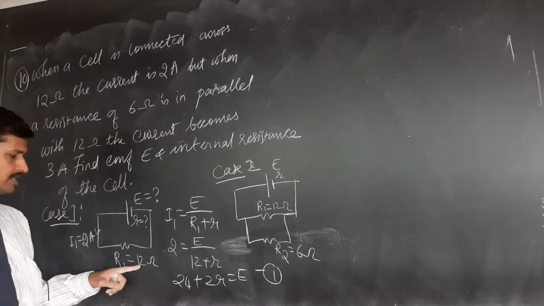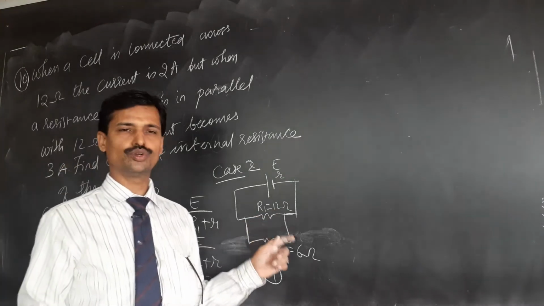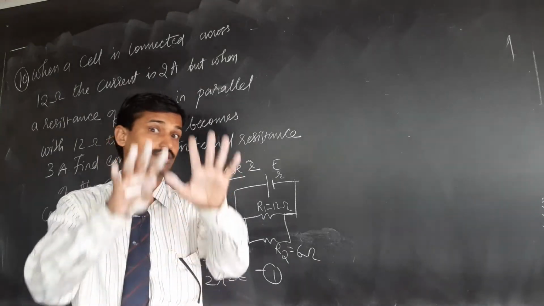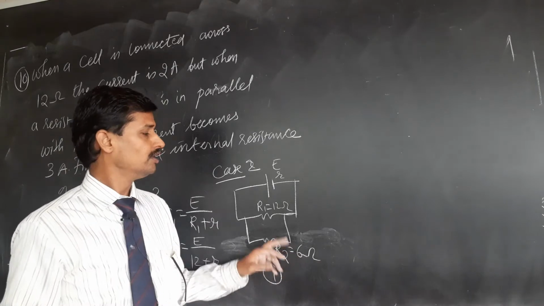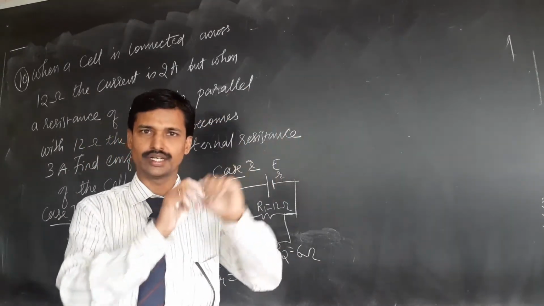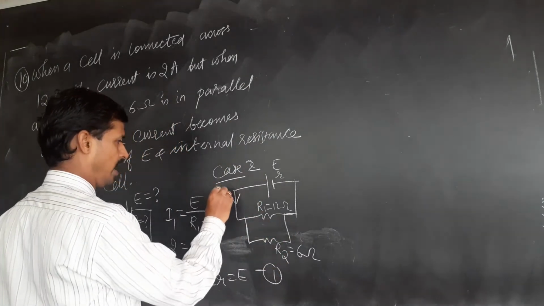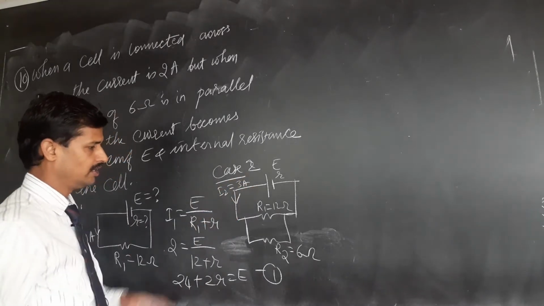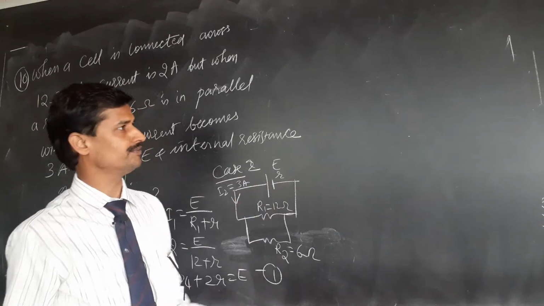Now what happens in parallel combination? If only one resistance was there, more resistance, less current. Now if you connect two resistances in parallel, total resistance is less, smaller than the smallest, smaller than 6. When total resistance decreases, opposition decreases, current will increase. So the current I2 is 3 amperes. See, current has increased. They have asked what is the EMF and internal resistance of the cell.